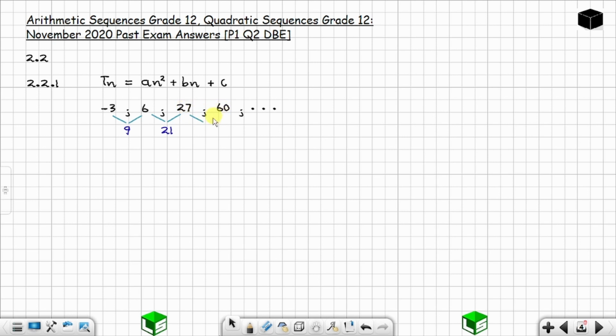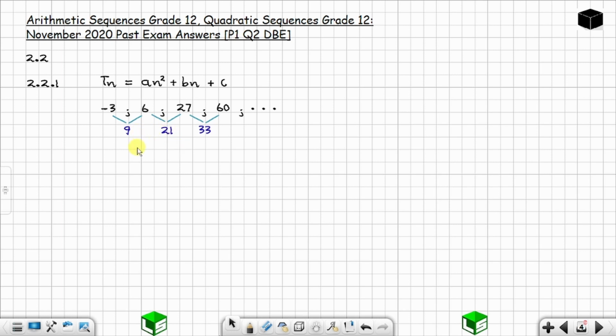Between 27 and 60, you take 60 minus 27, the difference is 33. So you can see this is not a common difference. For a quadratic number pattern, the common difference is only found on the second differences. This is the first differences.